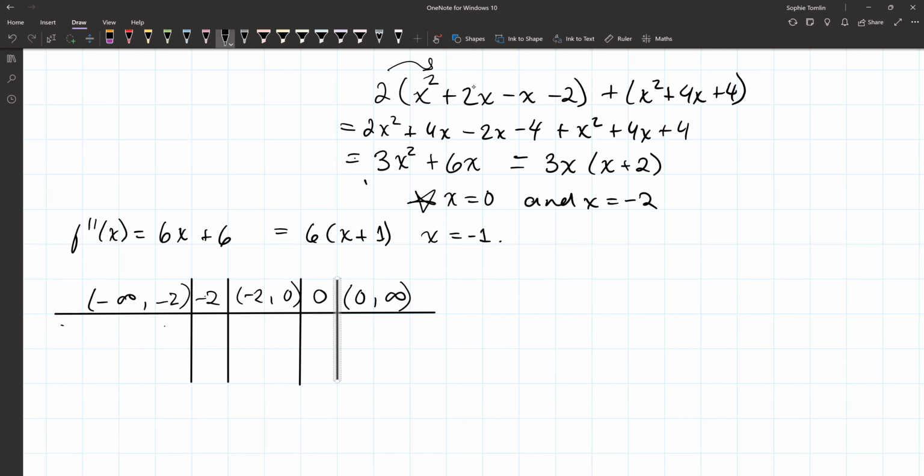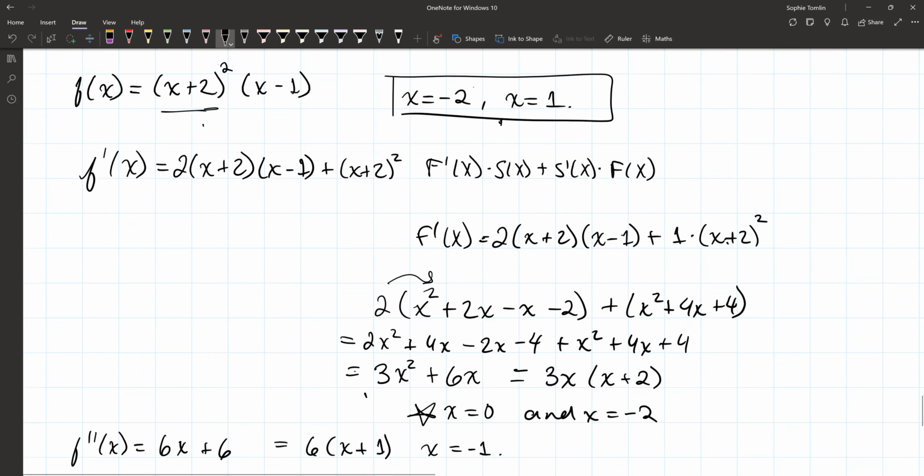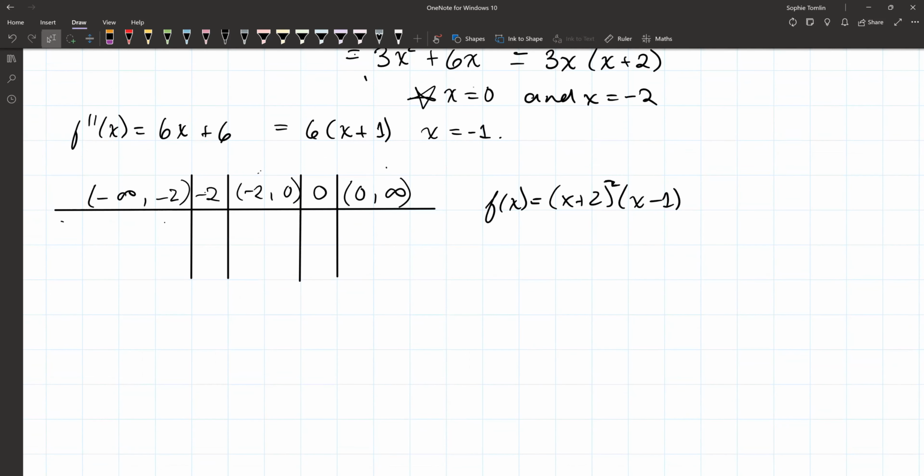And then what we're going to do is take a value from each of these intervals and substitute it into the original function. So if we bring it back down here, we have that f of x is equal to (x plus 2) squared times (x minus 1). Okay. So when you're doing these intervals, you always want to take the simplest values that you can.